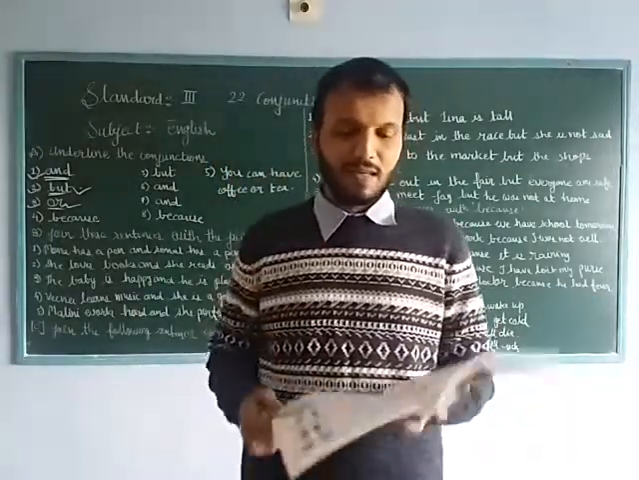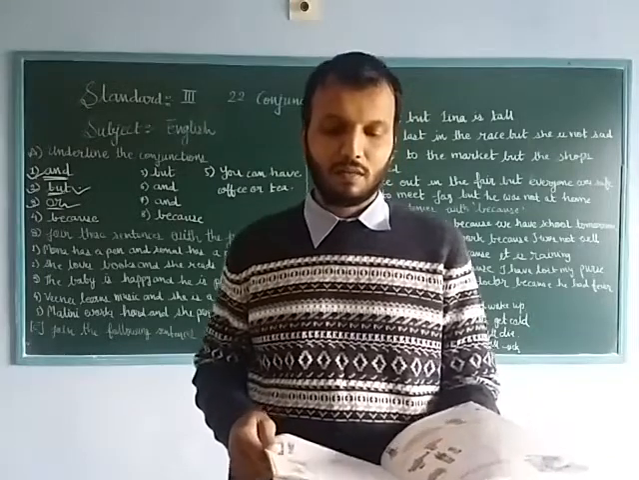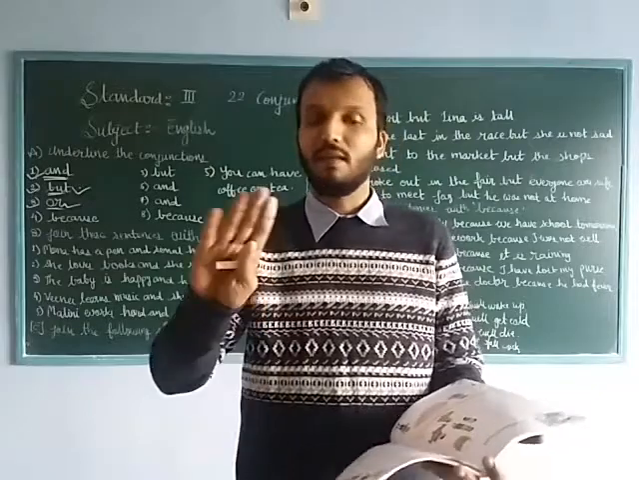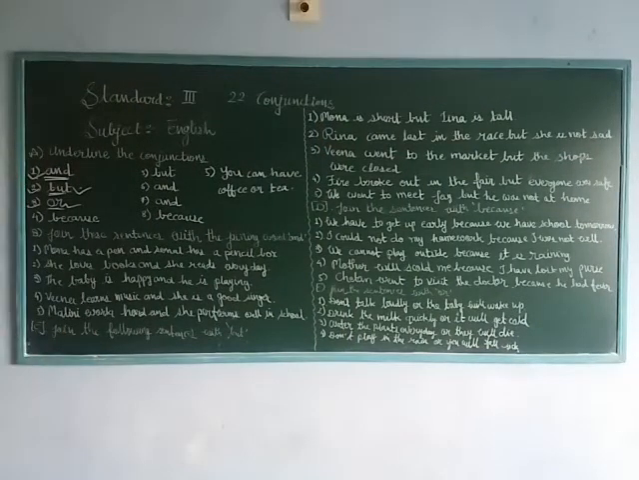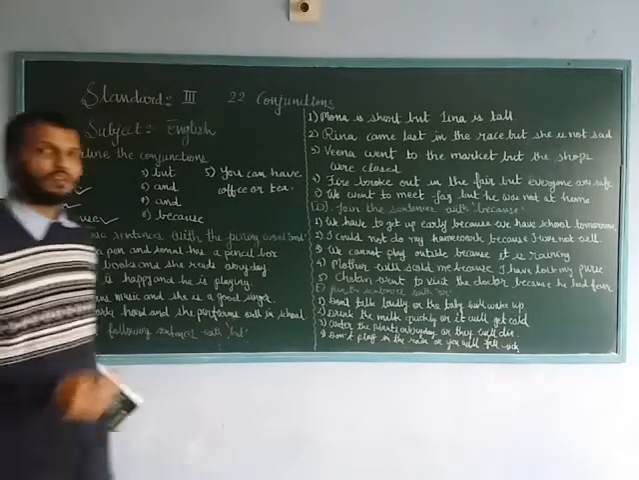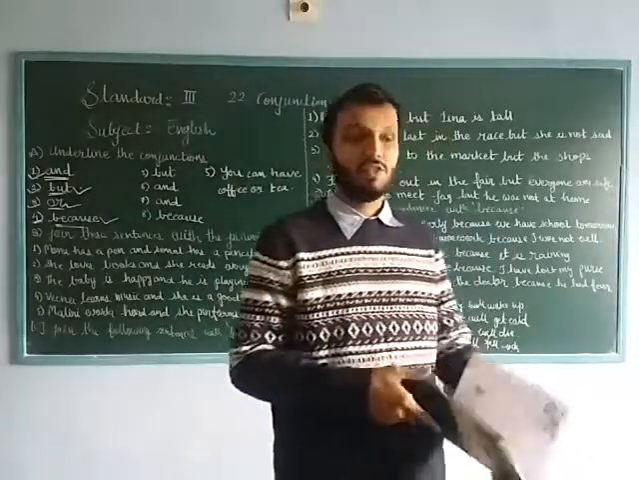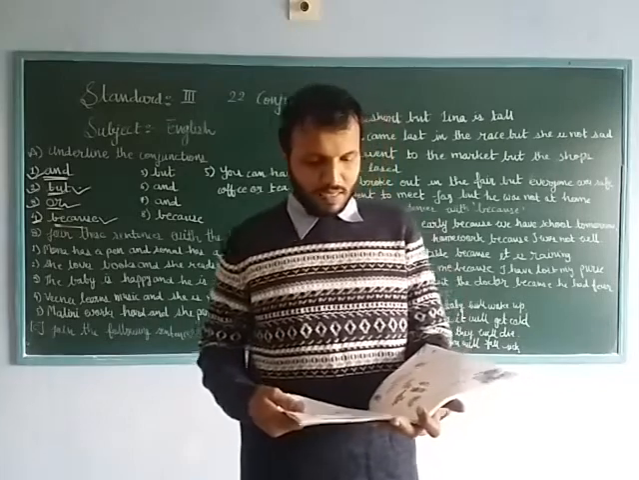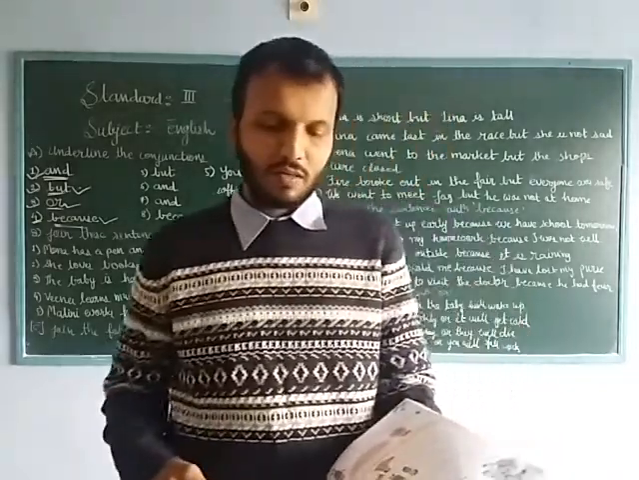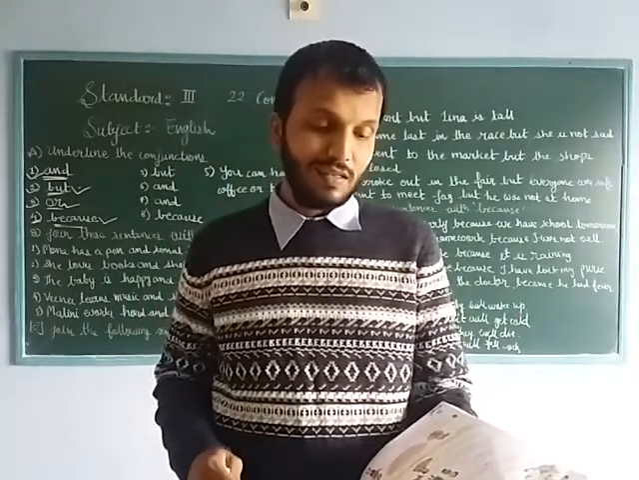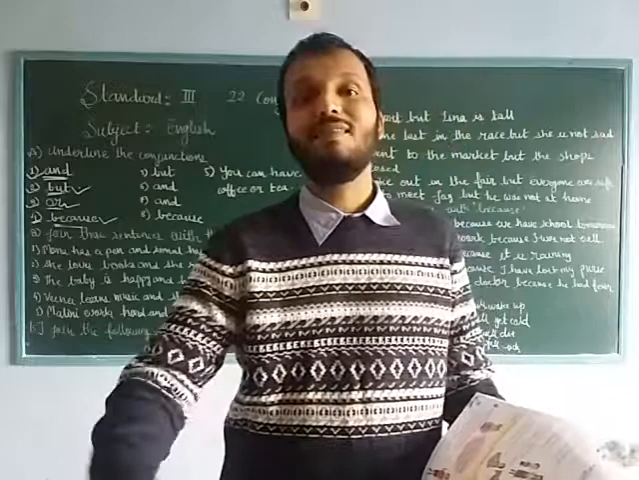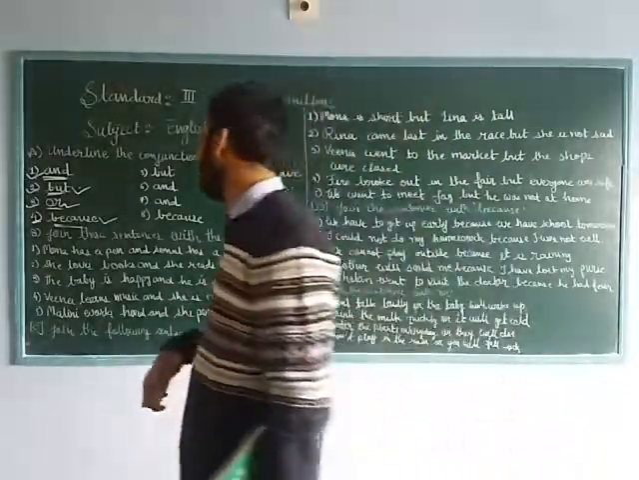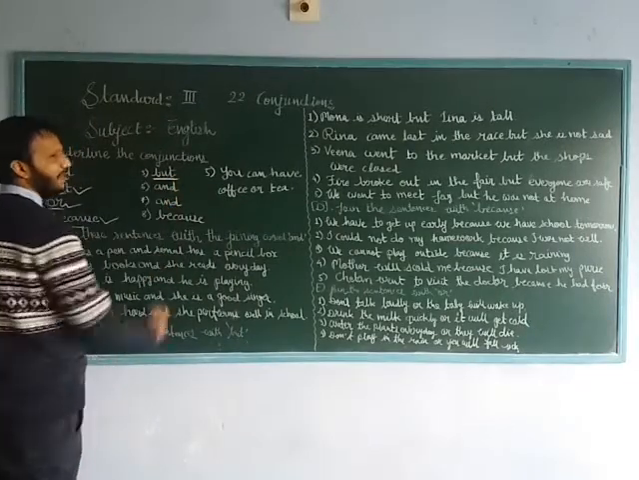Fourth number, Meera could not complete the work because she was lazy. Okay, so in this sentence, what is the joining word or what is the conjunction? "Because". Okay, in the fourth number, "because" is our conjunction. Fifth number, this jug is empty but that is full. So in this sentence, what is the conjunction? "But". So we have to underline "but".